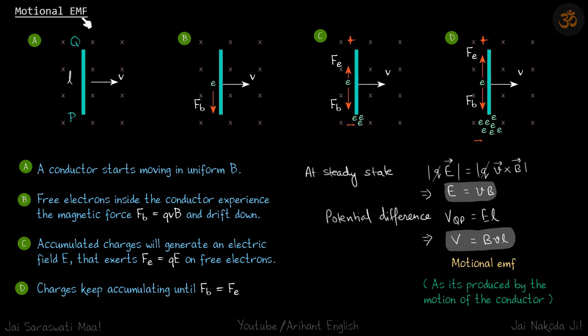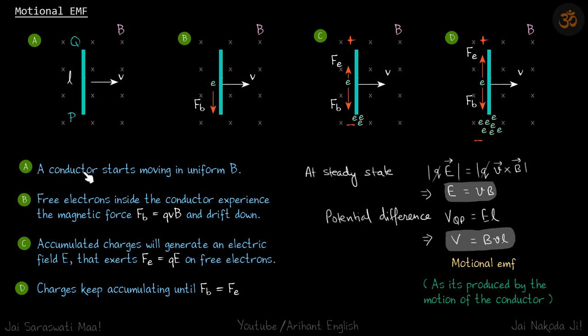Motional EMF. So let us see this by an example. This is a conducting rod of length L. It's moving towards right with velocity v. The field is uniform and it is inside the plane. So let us analyze what happens when this conductor moves in a uniform magnetic field.